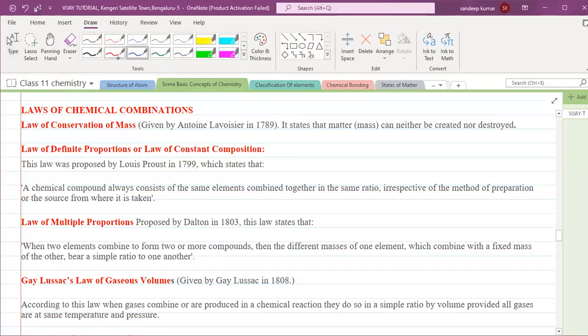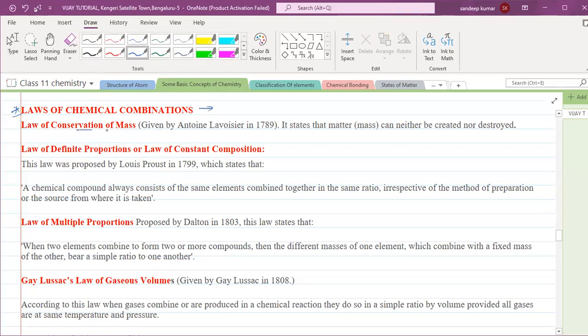Hello students, in this video I am going to explain some basic concepts of chemistry for standard 11th. First, I am going to explain the laws of chemical combination. So the first law is what?